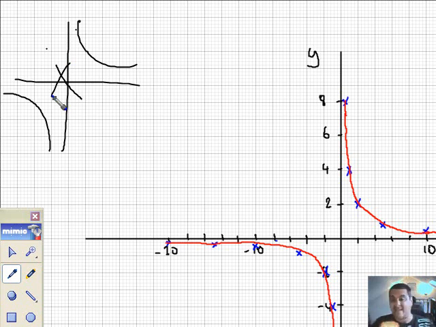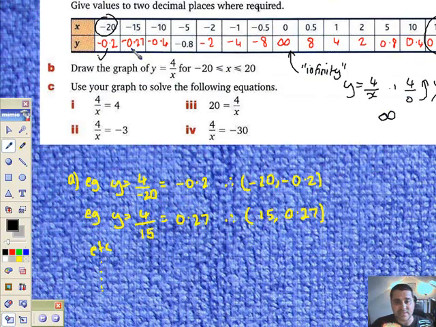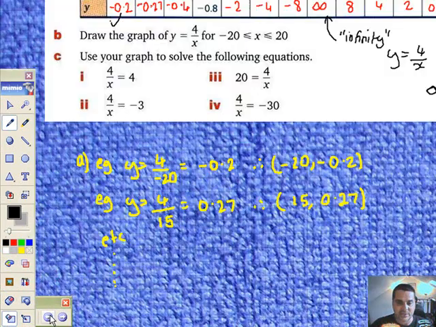Alright, so that's that. They don't touch. The graphs come as close as they can to the axis, but won't ever reach 0. Alright? So let's see what the question is. So I've plotted all these lovely points, and I got that. So now what's the question? Right, use your graph to solve the following equations.